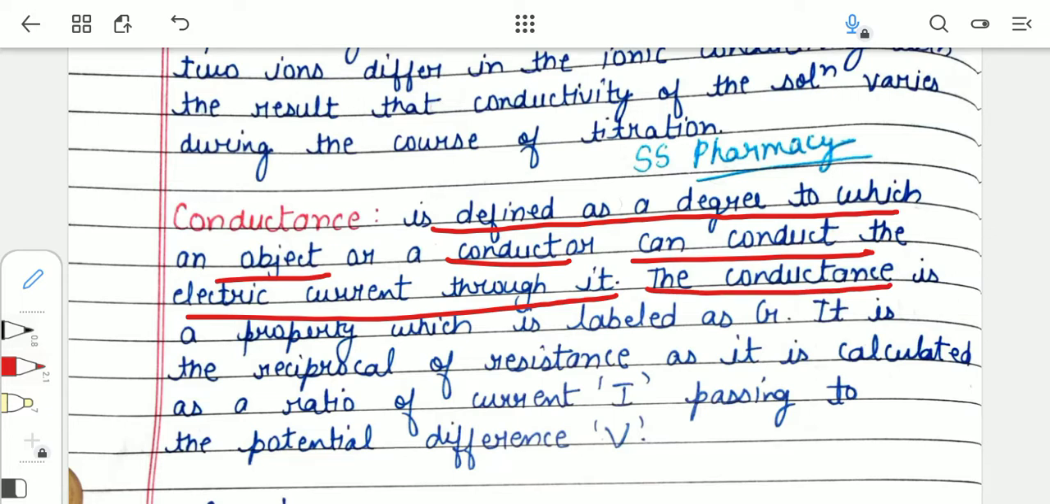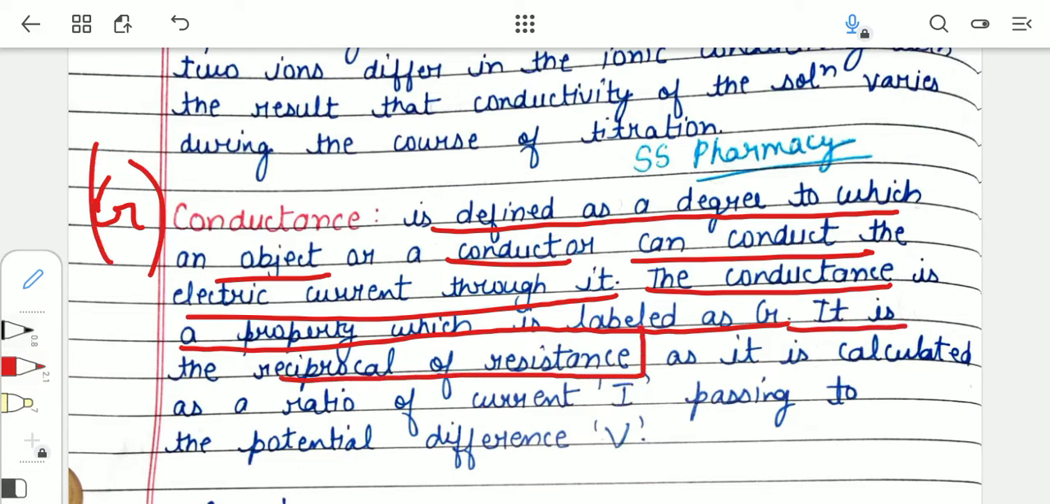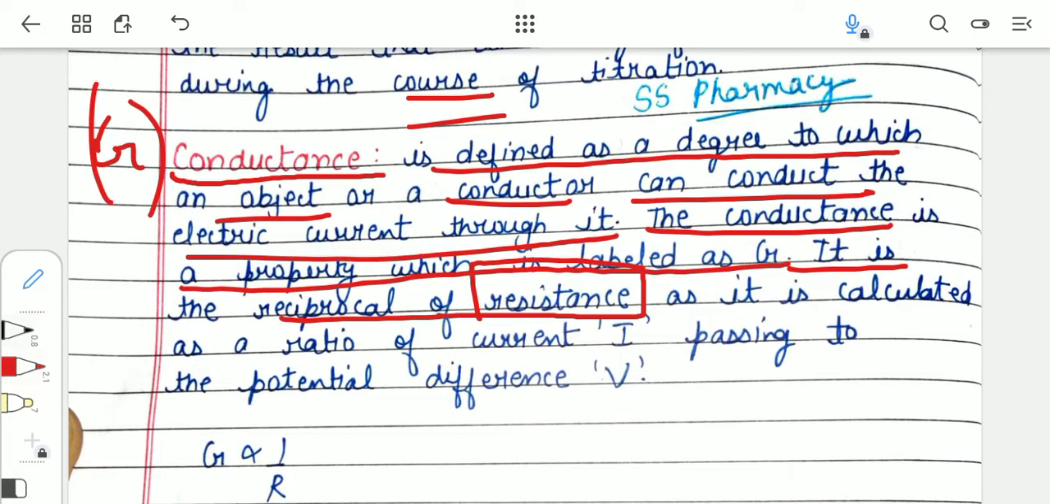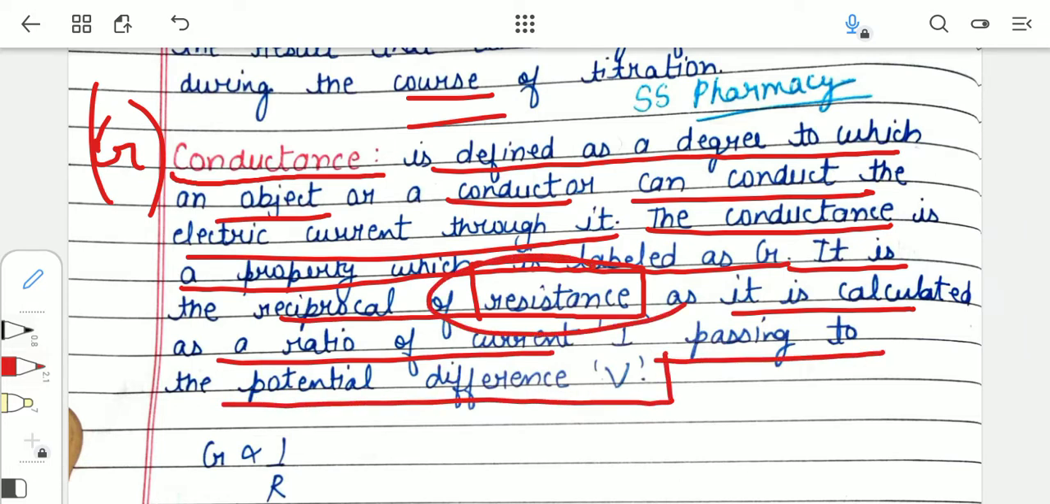Now, conductance is a property which is labeled as G. So it is denoted by the letter G. Conductance is the reciprocal of resistance. Resistance means the obstruction to the path of current by any kind of object. Being the reciprocal, it is completely opposite of resistance. If an object offers more resistance to the flow of current, the conductance will be less, and vice versa. Conductance is calculated as the ratio of the current I passing to the potential difference V, which is the opposite of how resistance is calculated.